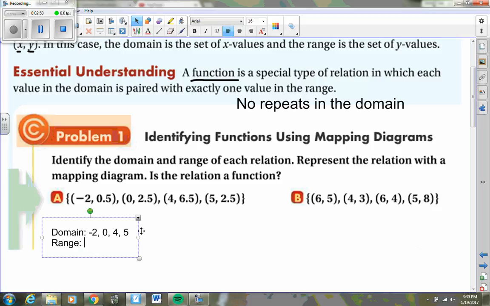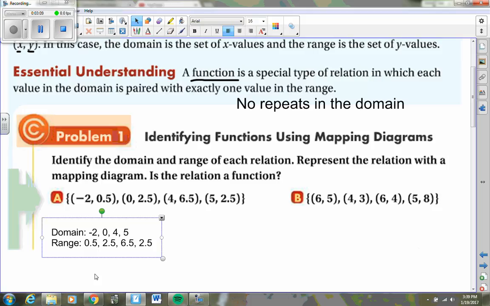The range numbers then are exactly the y values in each of those points. So for the first point, 0.5 is the second number. The second point is 2.5. The third point is 6.5, and the last one is 2.5.